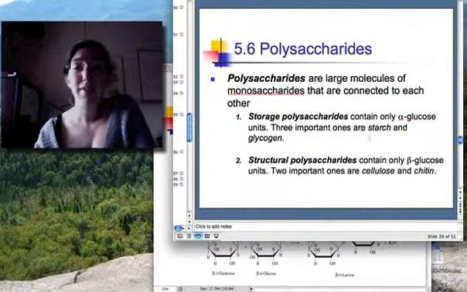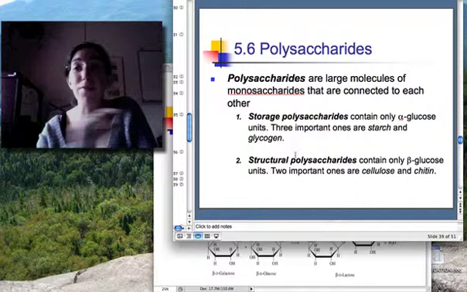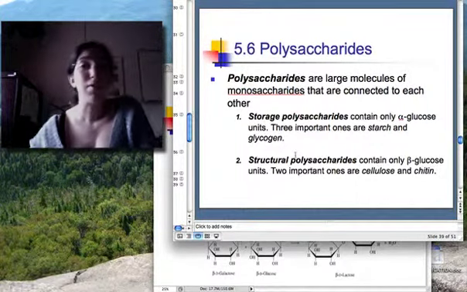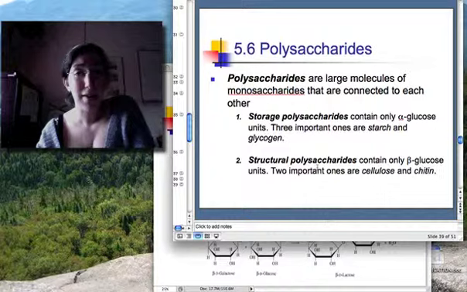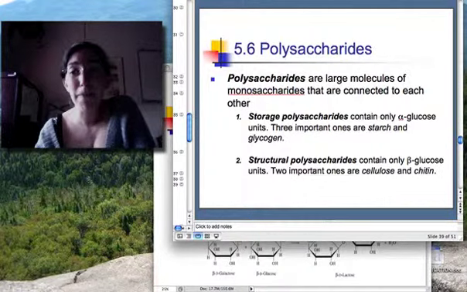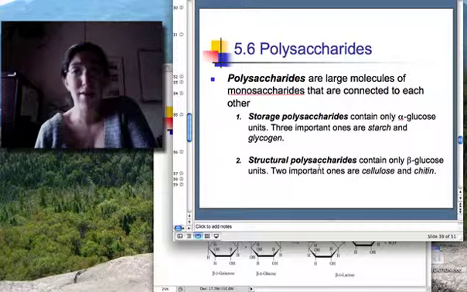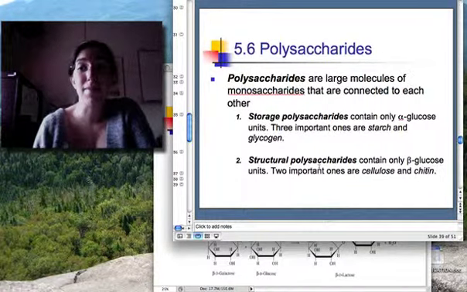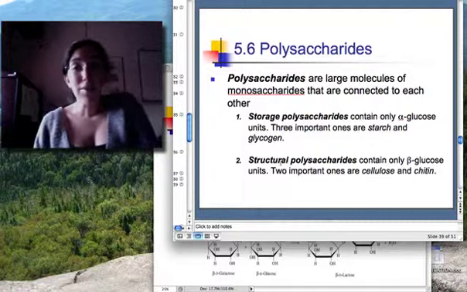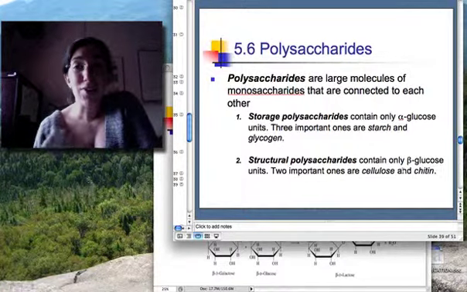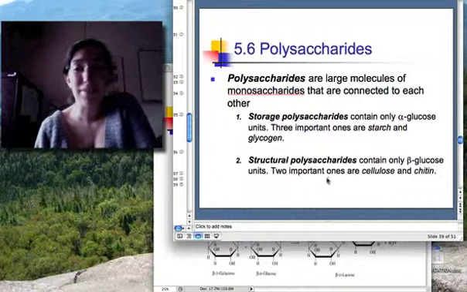And structural polysaccharides you can identify chemically because they only have beta glucose units. Storage polysaccharides are all alpha glucose units, while structural polysaccharides contain only beta glucose units. And that causes them to form in a different pattern. When they form these polysaccharides, the linkages are a different pattern. And these are polysaccharides that actually form structural components of plants, like leaves and stems and roots and stuff like that. And also we'll see chitin, which is a structural component of insect exoskeletons.